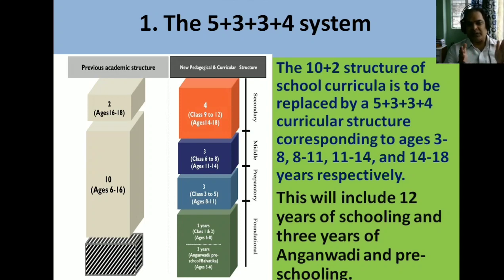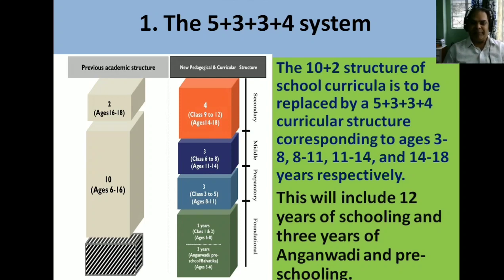After that they'll go to the second block, where the student between 8 to 11 years will study in classes 3 to 5. Then the next one, the blue one, the student aged between 11 to 14 will study in class 6 to 8, and the last one, the orange block, is for the student aged between 14 to 18, that is classes 9 to 12. So this is the entire structure.